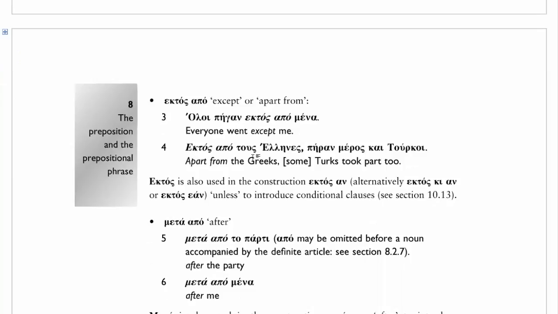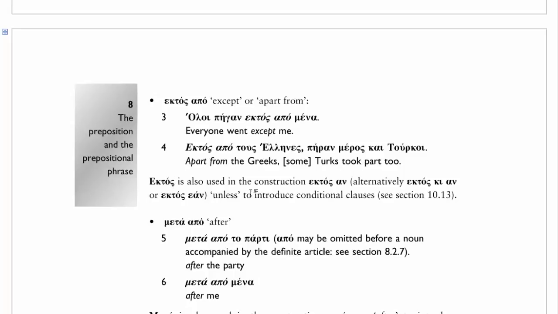Εκτός από τους Έλληνες πήγαν μέρος και Τούρκοι. Apart from the Greeks, some Turks took part too.